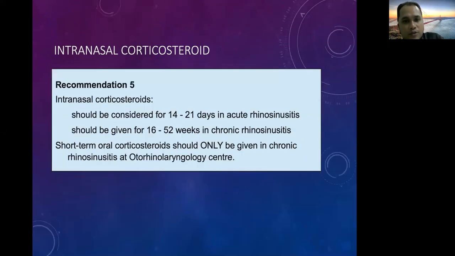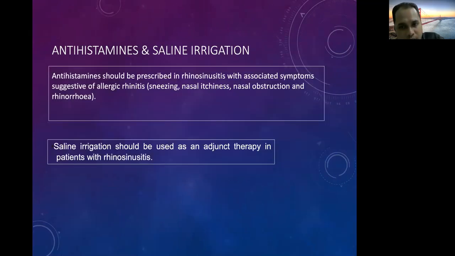For intranasal corticosteroid, it should be considered for 14 to 21 days in acute rhinosinusitis, and it should be given longer than that, up to 52 weeks, in chronic rhinosinusitis. Short-term oral corticosteroid is only given in chronic rhinosinusitis at the otorhinolaryngology center. For antihistamine, we will prescribe it in rhinosinusitis if it is associated with symptoms suggestive of allergic rhinitis.